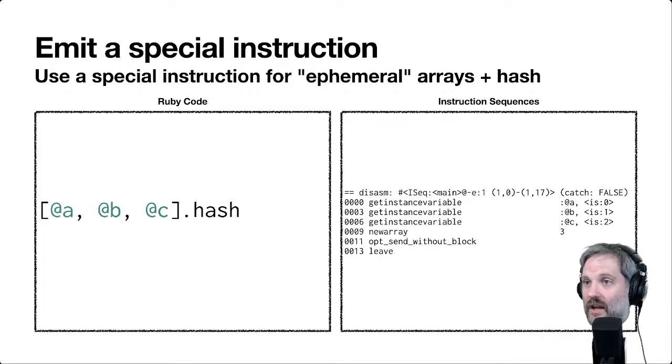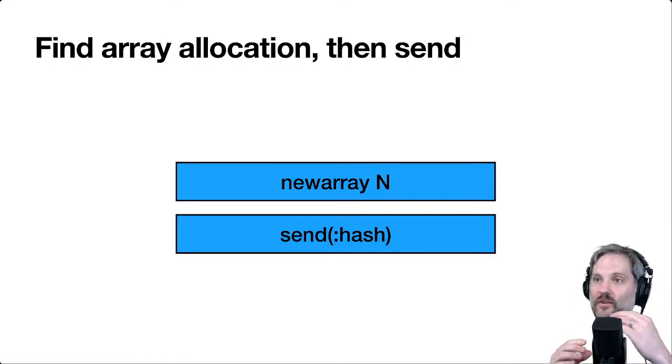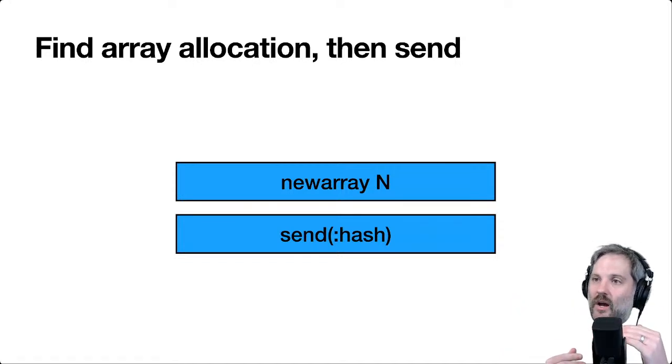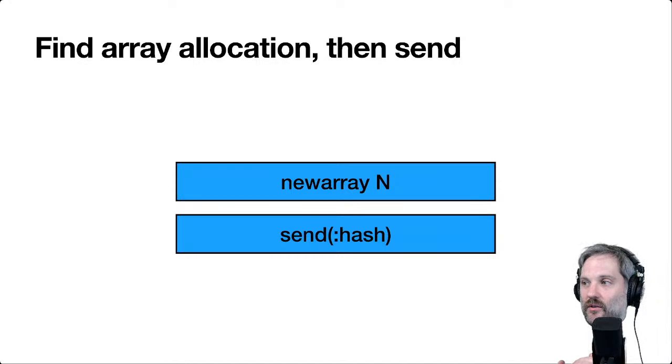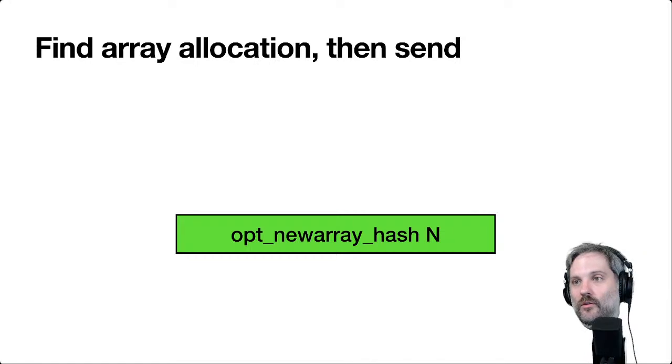So today we're going to be mucking with the peephole optimizer, probably. The peephole optimizer is a thing that looks for patterns of instructions and then optimizes those patterns of instructions. So the pattern that we're probably looking for today is the new array n instruction. So we want to create a new array of some number of values, immediately followed by a call to the hash method. And what we'll do is we'll replace those two instructions with the opt new array hash, or this new instruction that we're going to make.